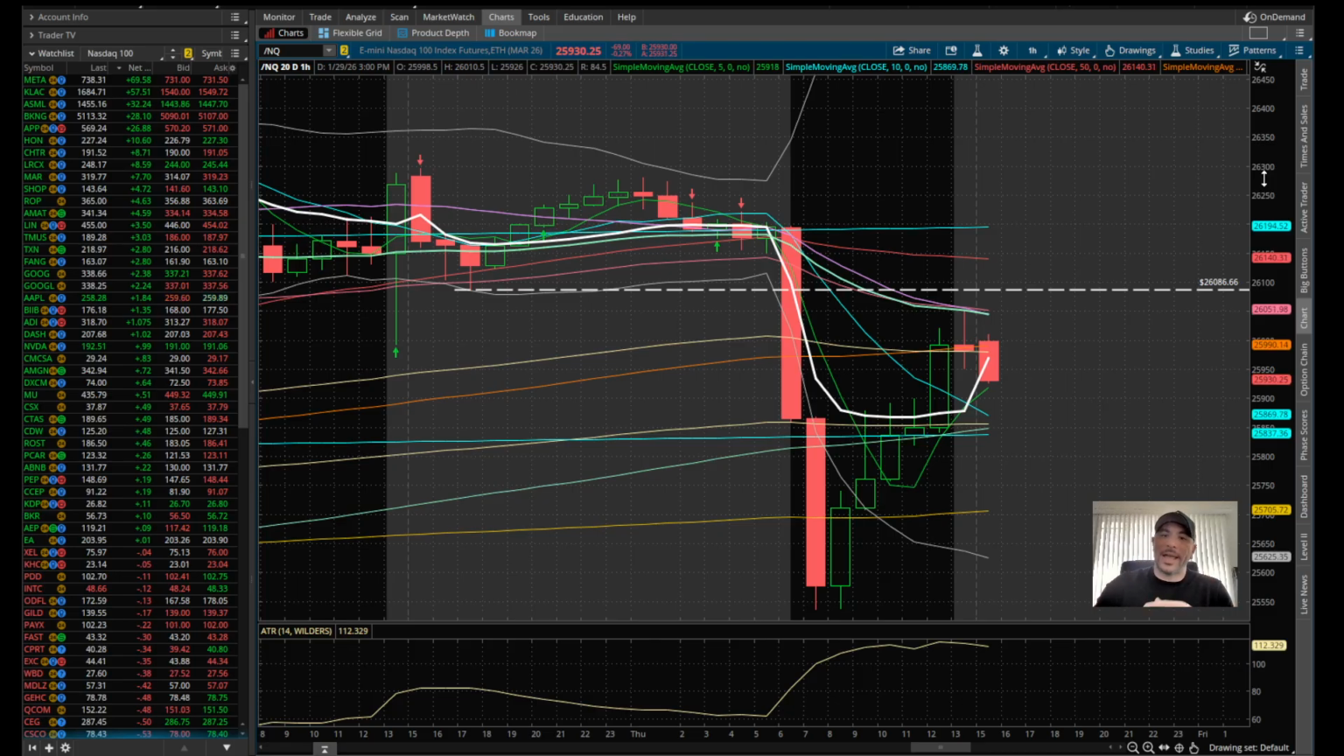So with that being said, if you look at that price, 26,086, and you start to look at that potential, well, we had a little bit of demand down here at around 26,010.